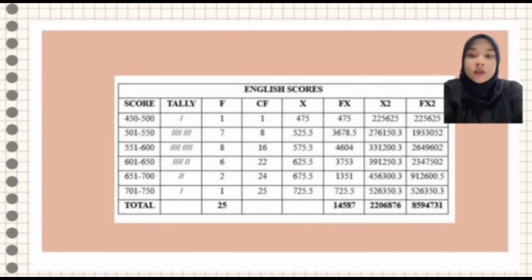The frequency for the first score is 1. The second score is 7. The third score is 8. The next score is 6. The fifth score is 2. And the frequency for the last score is 1.